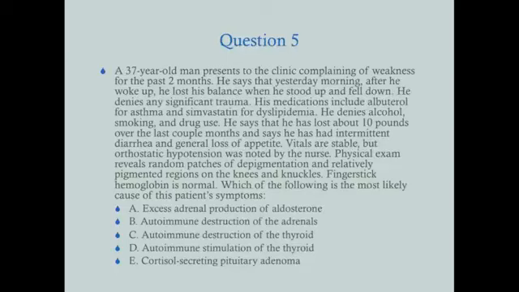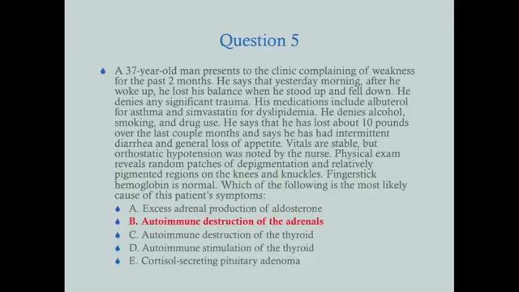Which of the following is the most likely cause of this patient's symptoms? Is it A, excess adrenal production of aldosterone, B, autoimmune destruction of the adrenals, C, autoimmune destruction of the thyroid, D, autoimmune stimulation of the thyroid, or E, cortisol secreting pituitary adenoma? Okay, the answer here is B, autoimmune destruction of the adrenals.